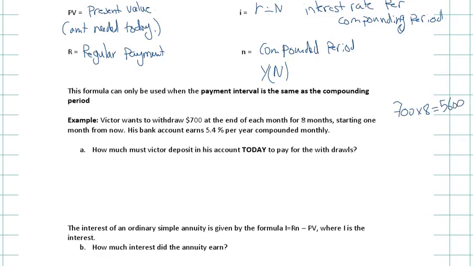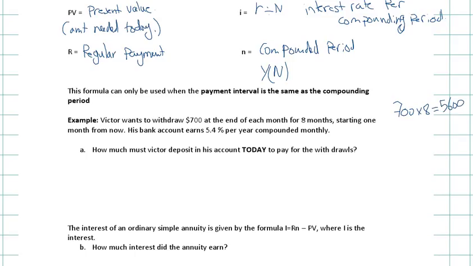Instead of using the 5,600, he can actually deposit a lesser amount of money because the bank is going to give him a percentage. So if you go to the bank right now and say, here's my money, they're going to have to give you a percent on this money. Interest percent. And that interest percent is going to help to pay off that $700 a month. So let's look at the formula.